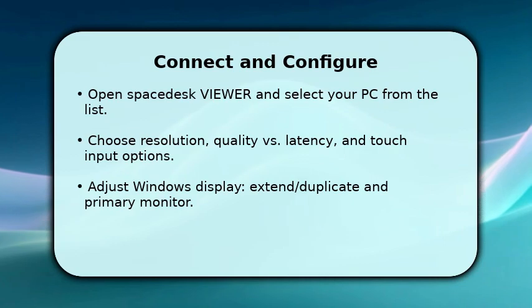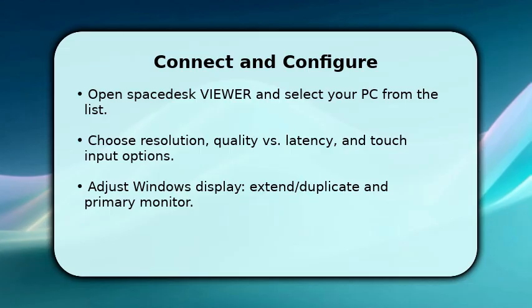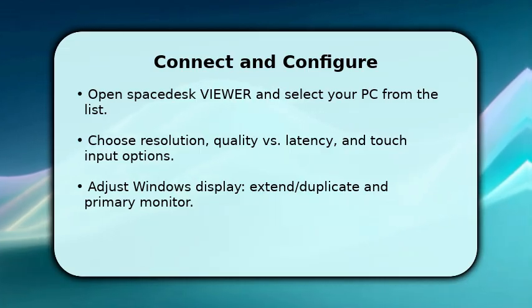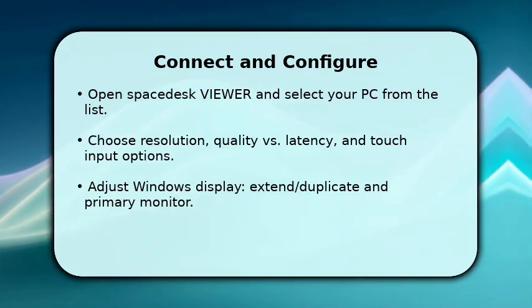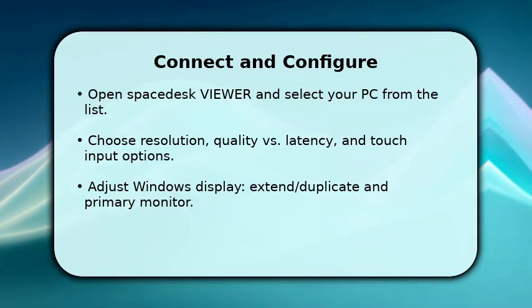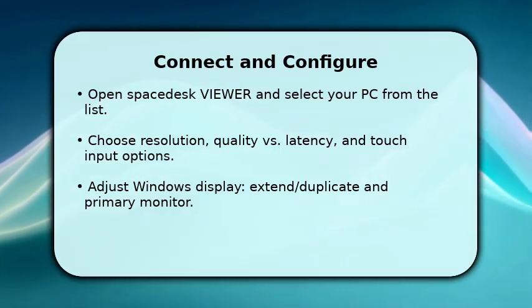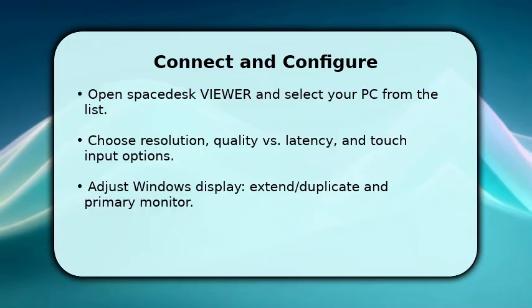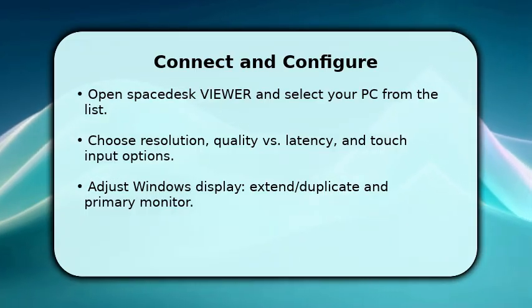On the tablet, open Spacedesk Viewer and tap the PC entry that appeared. The app uses the server broadcast to list available machines. Once connected, select the display mode, extend for extra workspace or duplicate for mirroring, and pick a resolution and compression level to balance quality versus latency.